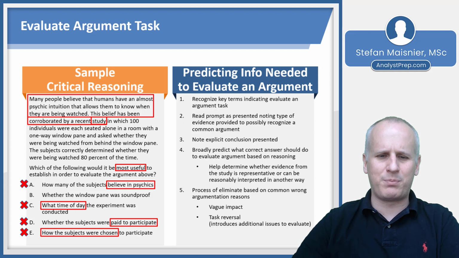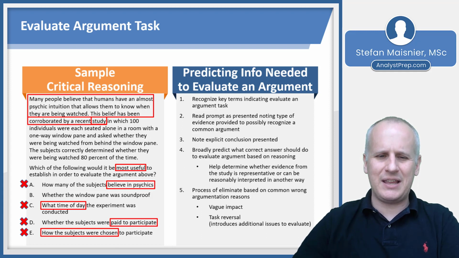And whether the subjects were paid to participate, again, that doesn't tell me whether or not they are able to correctly determine whether they're being watched. So we then are left with choice B, whether the window pane was soundproof. And you have to be careful because you might say to yourself, well, who cares if it's soundproof? But I always have to consider what the implications of the information in the answer choice are.